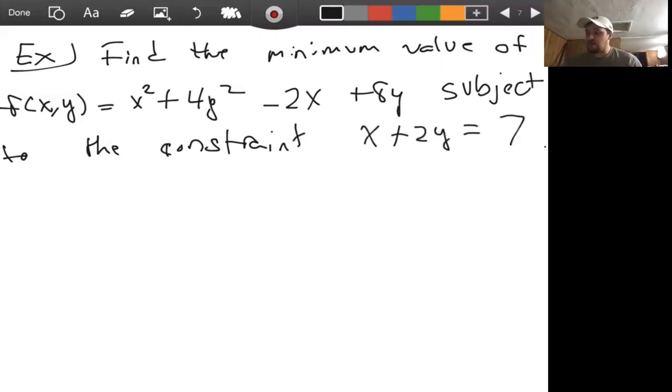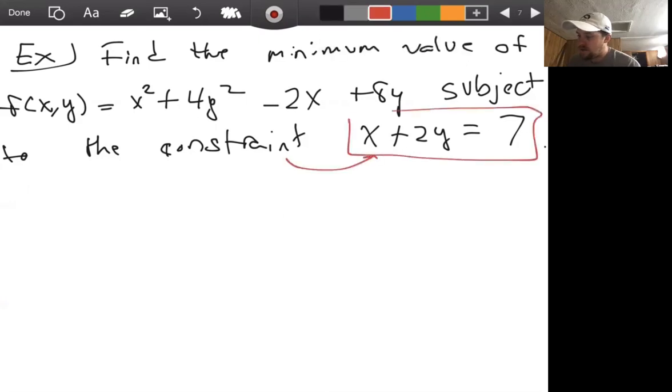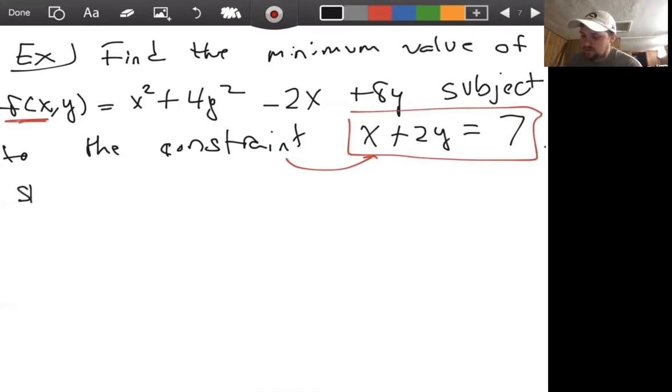And so here, step 1 is kind of done for us in the problem, right? It's telling us explicitly that we want the minimum value, and it's telling us to find the minimum value of f subject to the constraint x plus 2y equals 7, right? And so we know this is our constraint, and f is our objective function. So that's good, right? And now what was step 2?